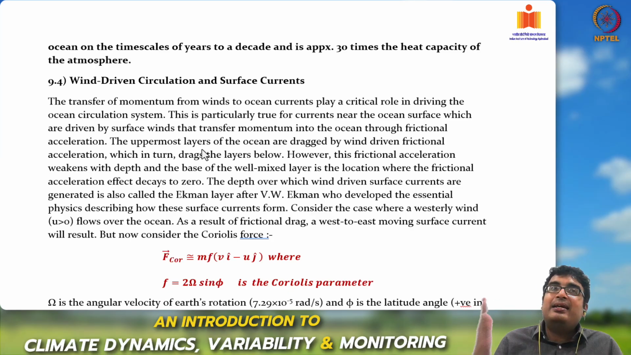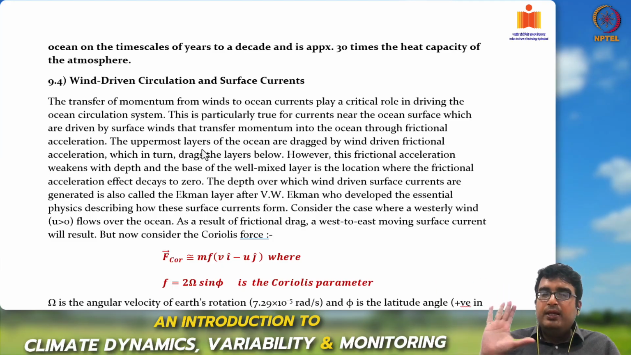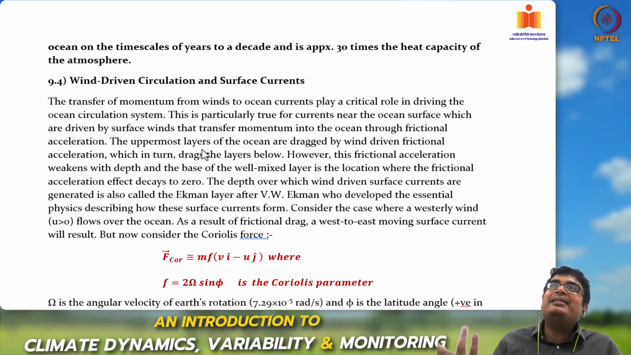So the mixed layer has many simultaneous definitions. It's the region where the temperature and the salinity are constant due to vigorous mixing. It's the region where solar heating is happening. It's also the region where the frictional drag force of the wind is confined to.